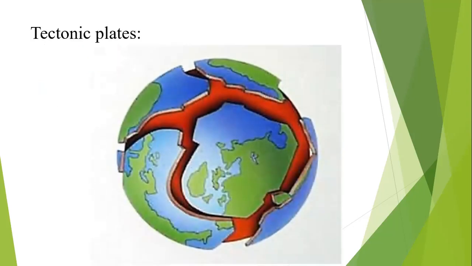So in this diagram, you can see that the outermost layer of the Earth, known as crust, is made up of large pieces of rock, and these large pieces of rock are known as tectonic plates, and these tectonic plates are constantly moving.